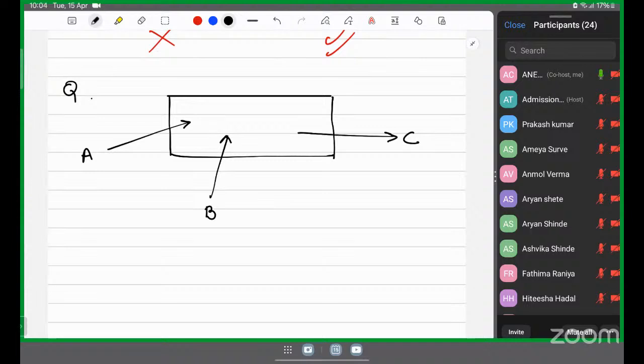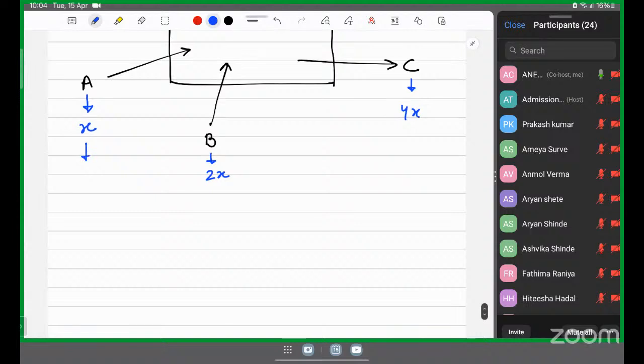Interesting question. A is twice as efficient as B, which in turn is twice as efficient as C, which means if A is taking X hours, B will take 2X hours because A is more efficient than B, and efficiency is twice. Now B is more efficient than C, which means C will take more time than B. So if B is taking 2X time, what will be the time taken by C? If the efficiency is again twice, this will be 4X.